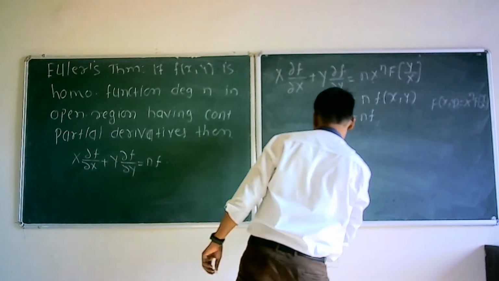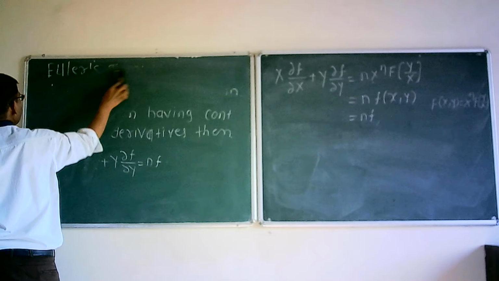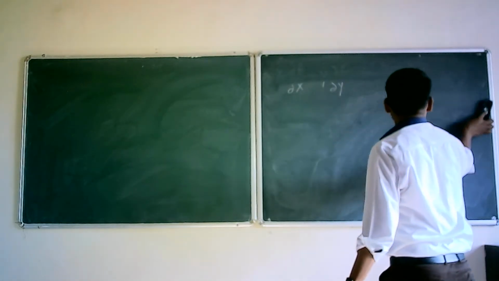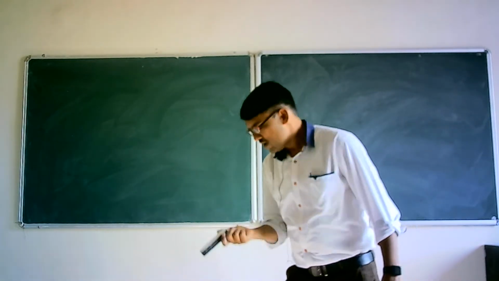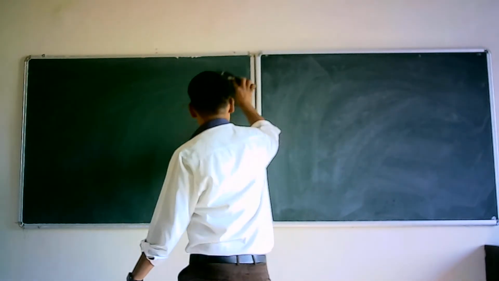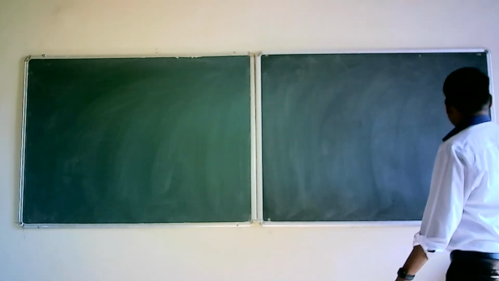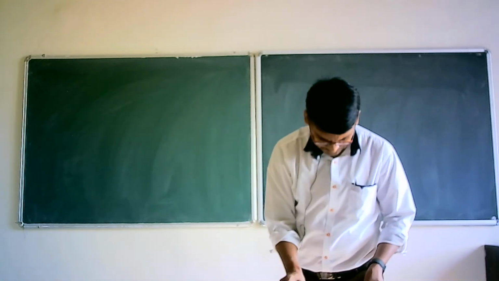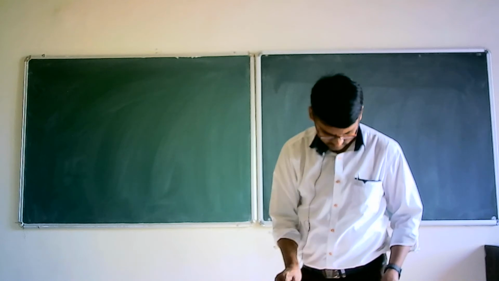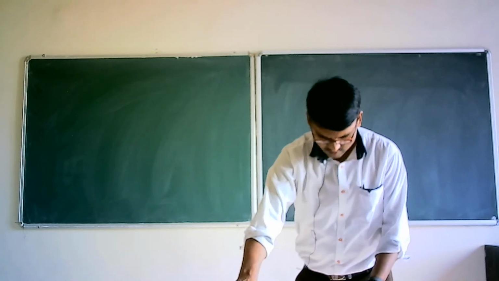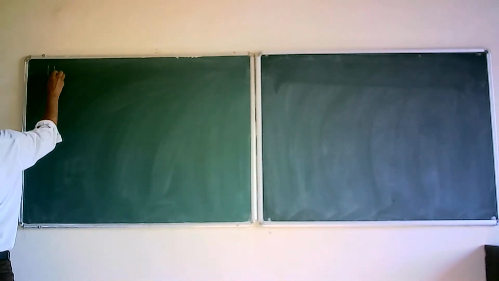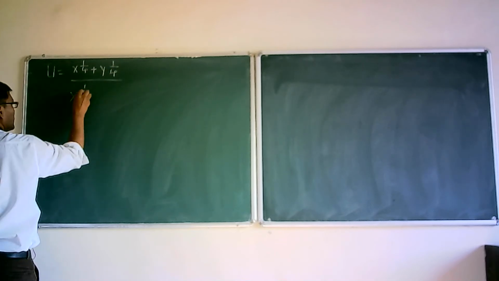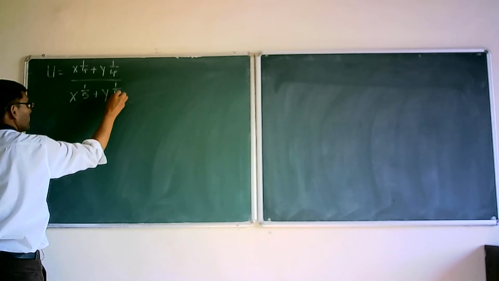For example, verify Euler theorem for the function u is equal to x raised to 1 by 4 plus y raised to 1 by 4 divided by x raised to 1 by 5 plus y raised to 1 by 5. Verify Euler theorem.